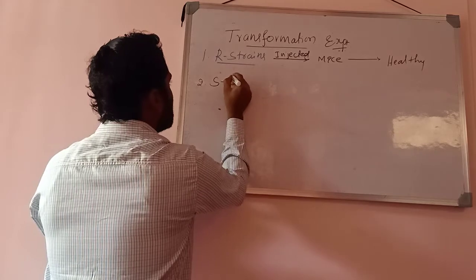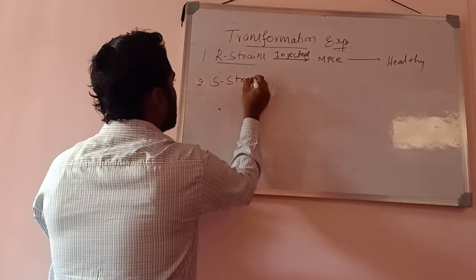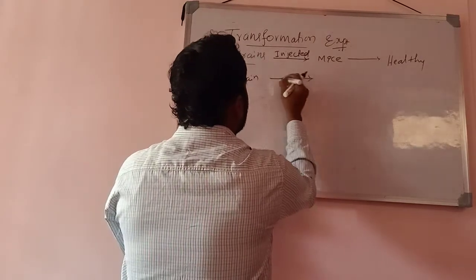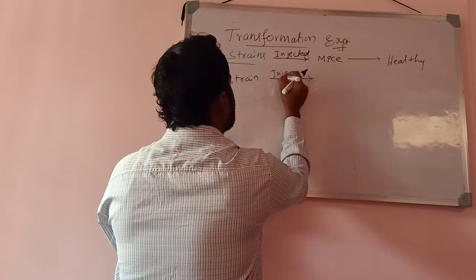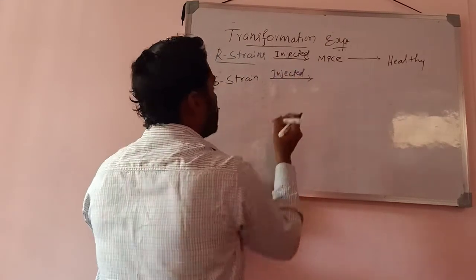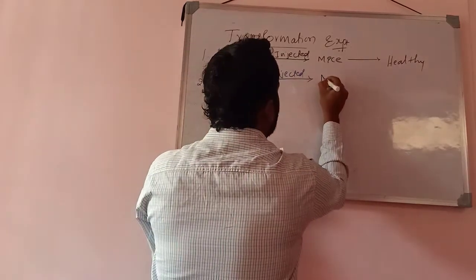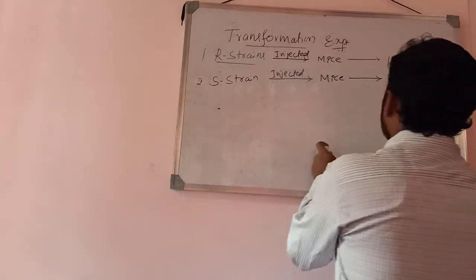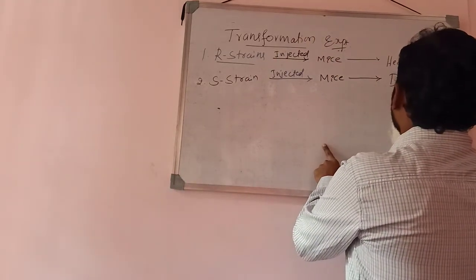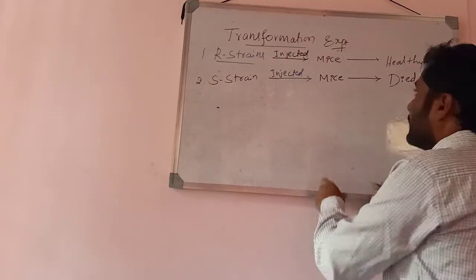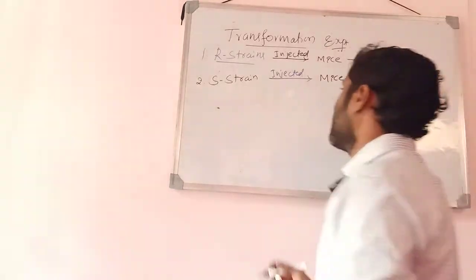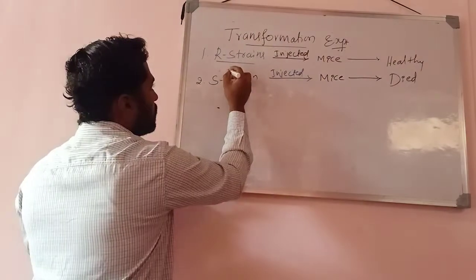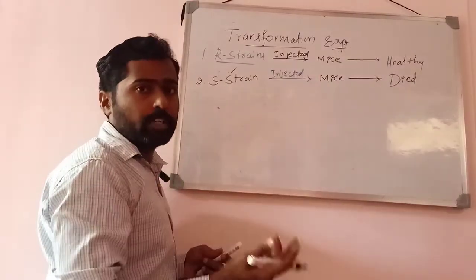He injects S strain, or S type, of bacteria into mice. He injected the S type of bacteria into mice in the second step. Here, what happens? The mice died because of pneumonia. Okay, because this is a virulent one, having the ability to cause a disease.